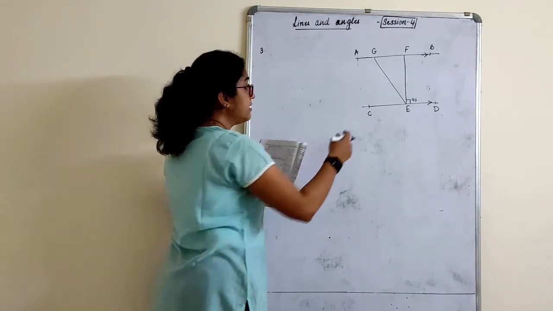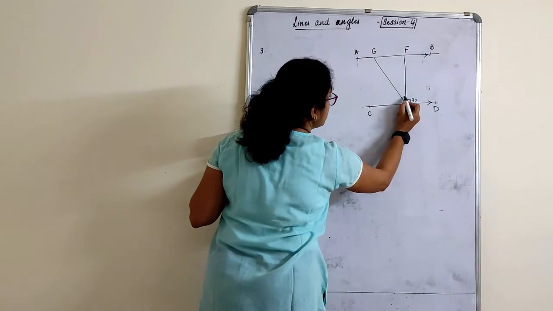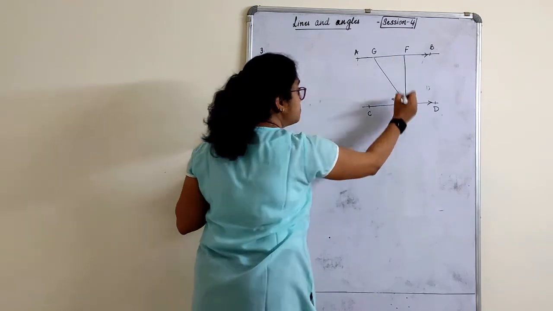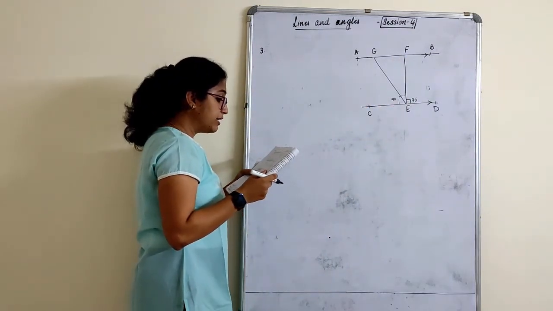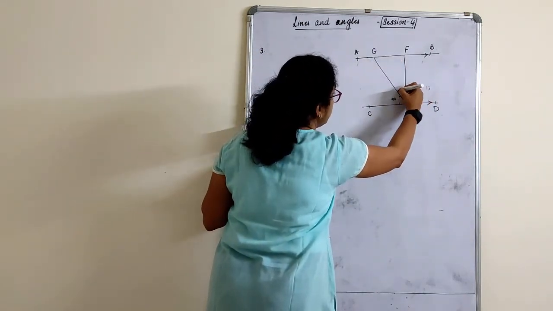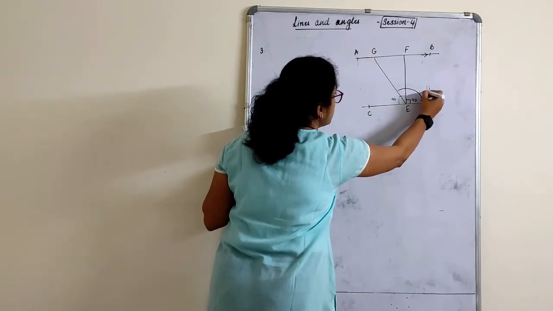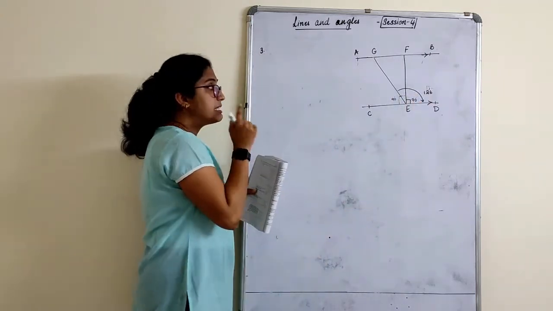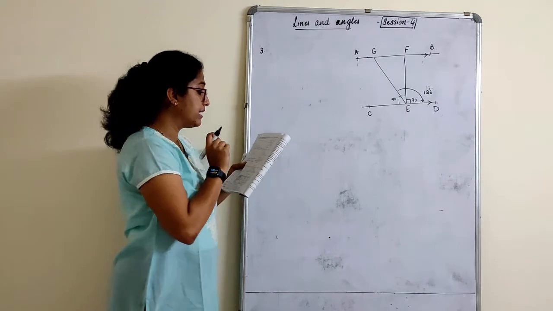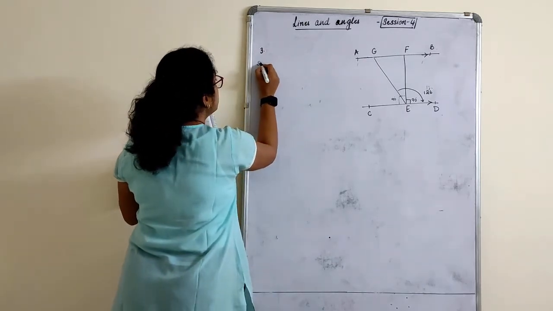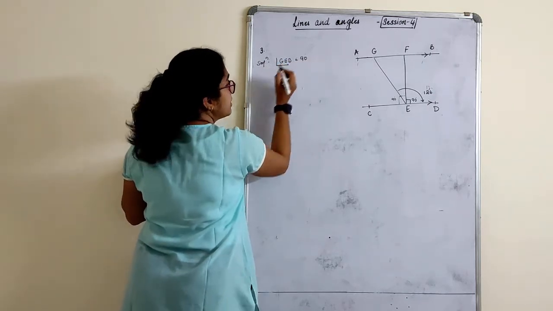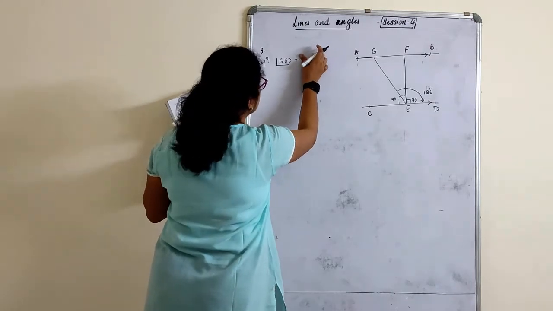EF is perpendicular to CD, which means this is 90. This is also 90. Perpendicular. Look at the marking there. Next, angle GED is equal to 126. Angle GED, this angle, is equal to 126. See, the markings show it very clearly. Next, what we have to find. We will write here the solution. First of all, angle GED is equal to 126 degrees.